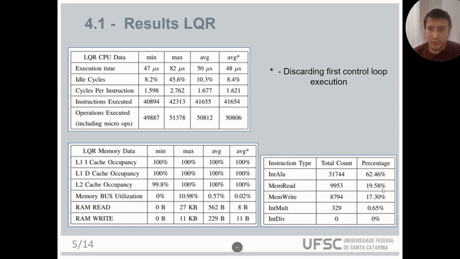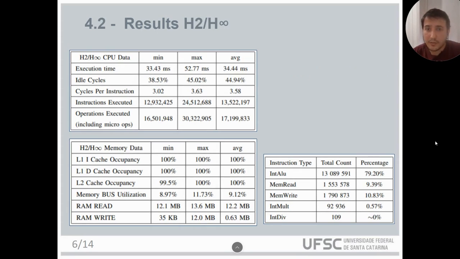So here we have the initial results of the LQR control program. We can see that on average it took 50 microseconds to execute the control program, which is well inside the 12 milliseconds control window, and that it had an average of 10.3% of CPU idle cycles, which is relatively low.